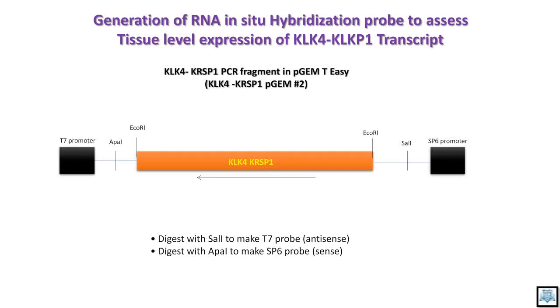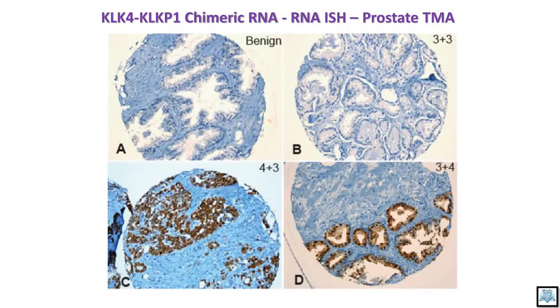Here I'm showing one example where we identified a new gene fusion involving KRSP1. We developed an RNA in situ hybridization probe and showed very clear tissue-specific expression of the RNA molecule only in high Gleason grade prostate cancer, like 4+3 or 3+4, but it is completely negative in benign prostate and also in low Gleason grade prostate. So we found a non-coding RNA that is expressed only in a high Gleason grade specific manner.